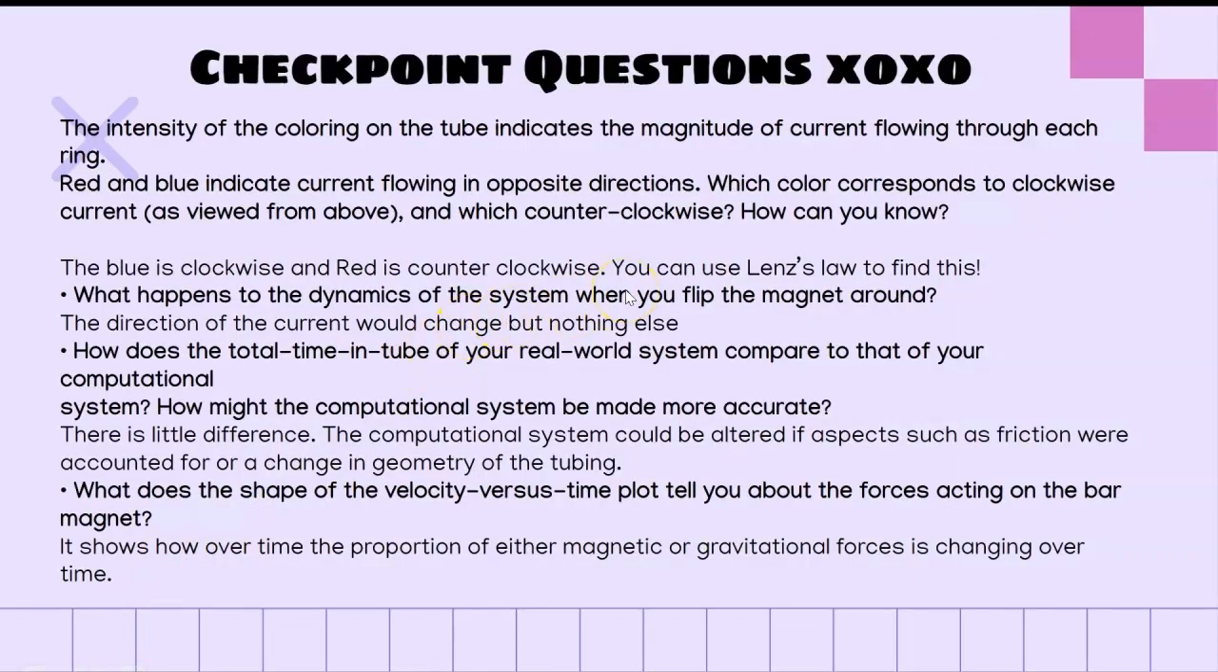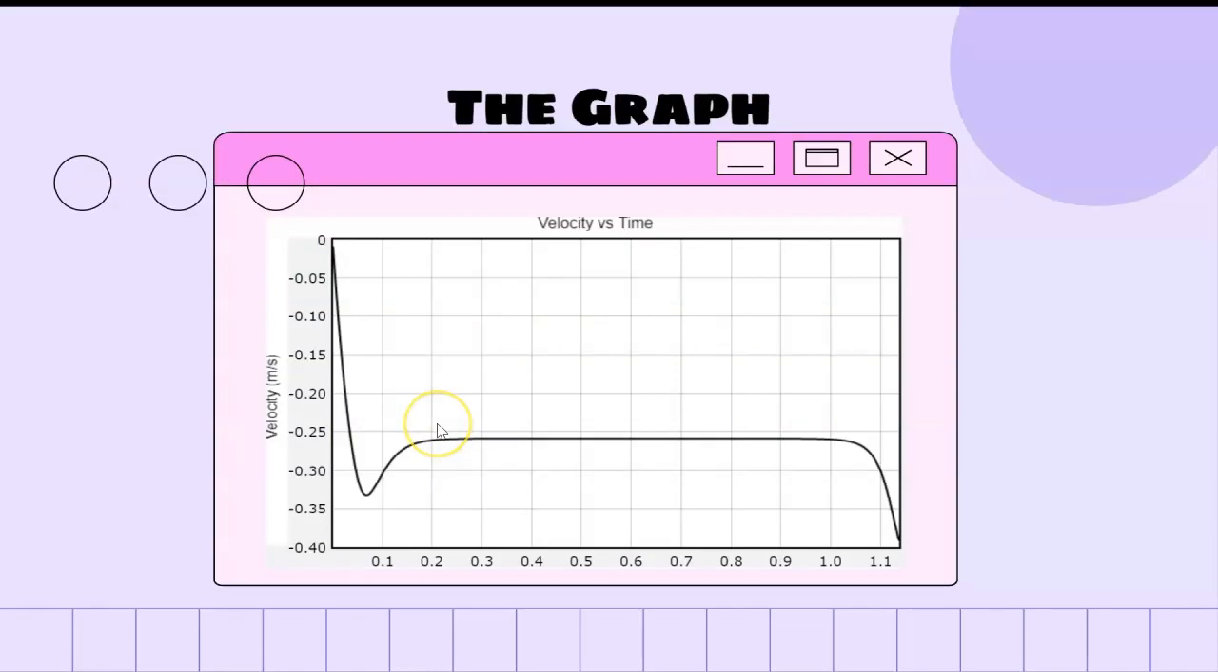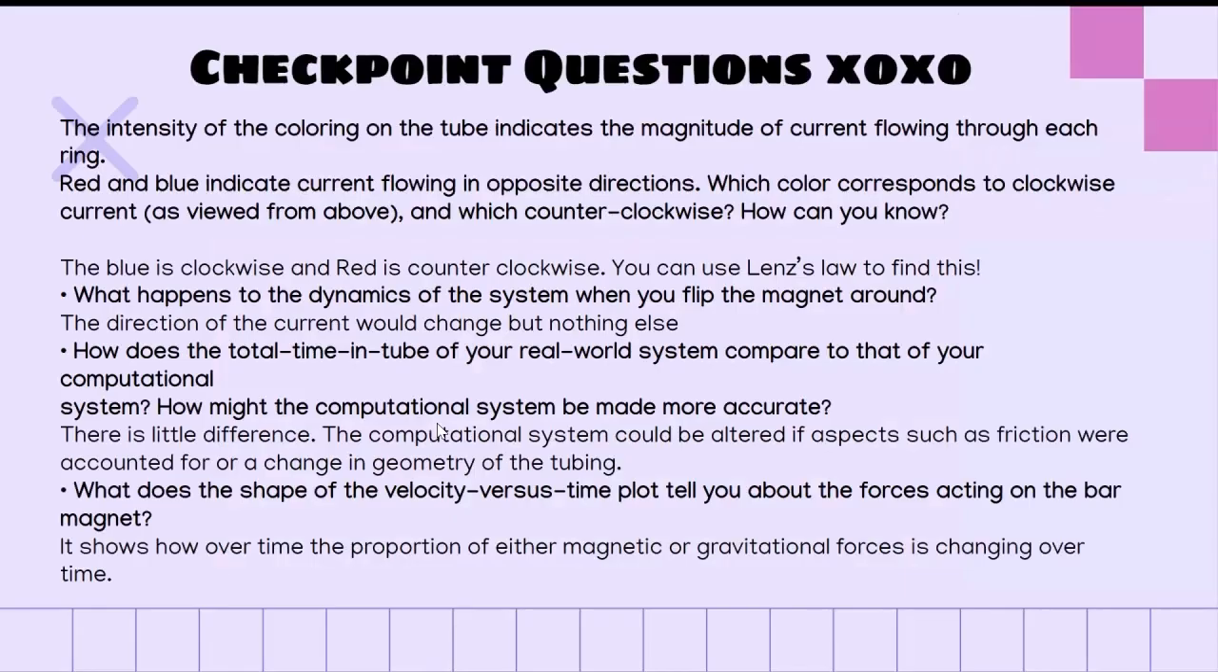So we have our checkpoint questions. So our first one, essentially the blue is the clockwise current in our simulation, and the red is the counterclockwise. You can essentially use Lenz's law to find this. And then we also have what happens to the dynamics of the system when you flip the magnet around. The direction of the current would change, but nothing else would. So the computational model and then our real world model are very similar. There's a little difference, but the computational model could be altered a bit to account for things that we just assumed as assumptions. So we also have what is the shape of the velocity graph?